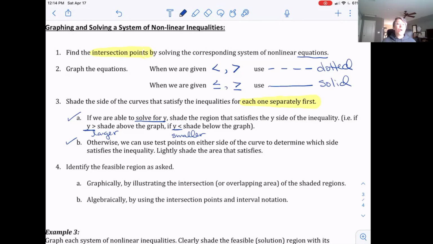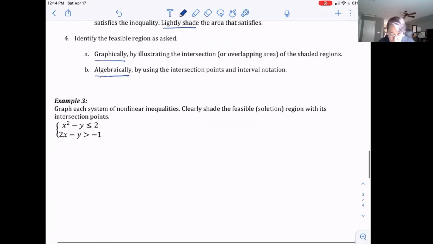Last but not least, we want to identify the feasible region. So if we do it graphically, we're going to do it by illustrating the intersection or the overlapping area of the shaded region. So that's why you want to lightly shade the area that satisfies, because the overlapping area should be shaded a little bit darker. If we do it algebraically, then we want to see where do they intersect, which points do they intersect, and which area satisfies both. So let's do example 3.